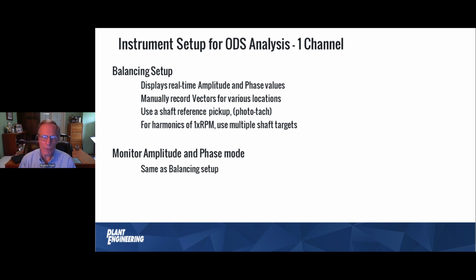If you have a vibration analyzer that doesn't have a balancing program in it, it likely has a mode called monitor peak and phase, or some title like that, that will let you monitor the amplitude and phase of the vibration, just as in the balancing program. And that varies between machines. So most machines have that. You need to check your machine manual to see how yours might be set up to do it.